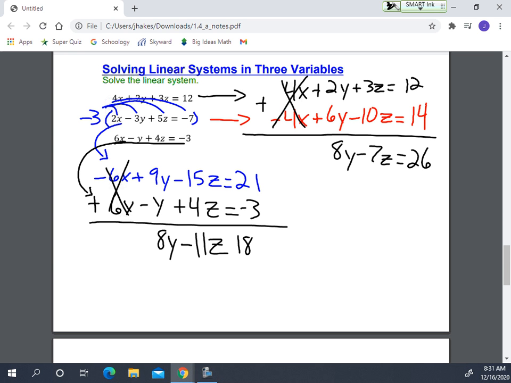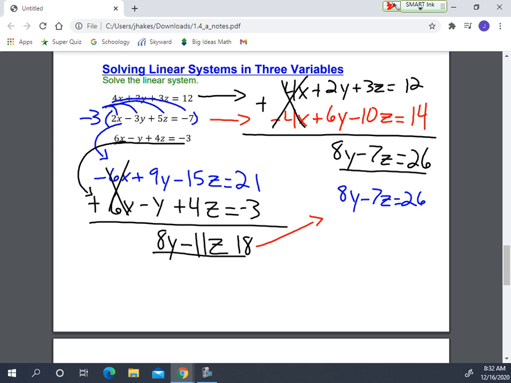Okay. Now, I got rid of my x's. Now what can I do? I can take this bottom equation here, this equation, and this equation, and put them together. Okay, so right here I have 8y minus 7z equals 26. And I'm going to bring this over.